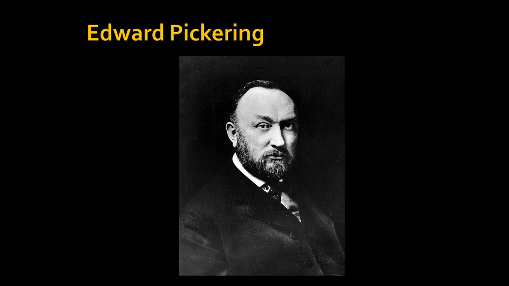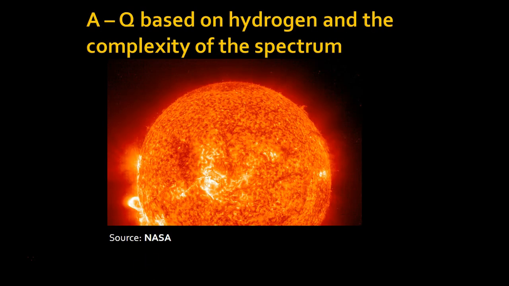Now, up until that time, the classification of stars was based on the spectrum of stars, but it was based on what they thought was the presence of hydrogen, how much hydrogen they thought was on the star, and the complexity of the spectrum.